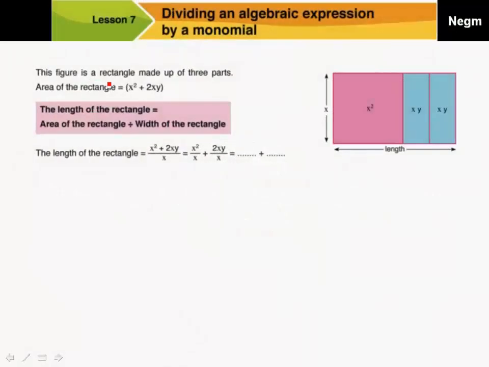This figure is a rectangle. This is a rectangle made up of three parts: one, two, three parts. What is the area of the rectangle?